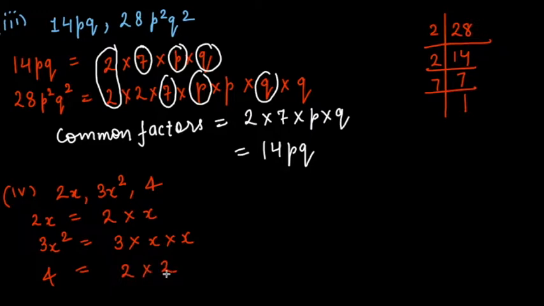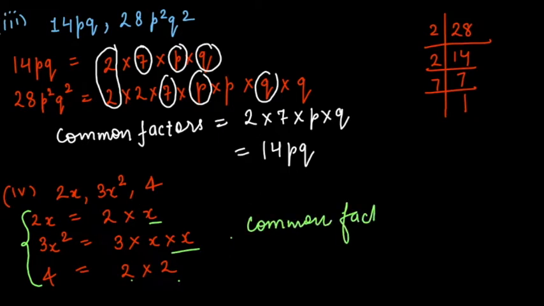Now what is common here? Is there any common factor you see? Here you have 2 in this term also, but there is no 2 in the other. We have x in the second term, but there is no x in the third term. So we do not see any common factor when we write the prime factors. But what will be the common factor in this case? As we know, 1 is a factor of every number. It means 1 is of course a common factor for 2x, 3x square and 4.